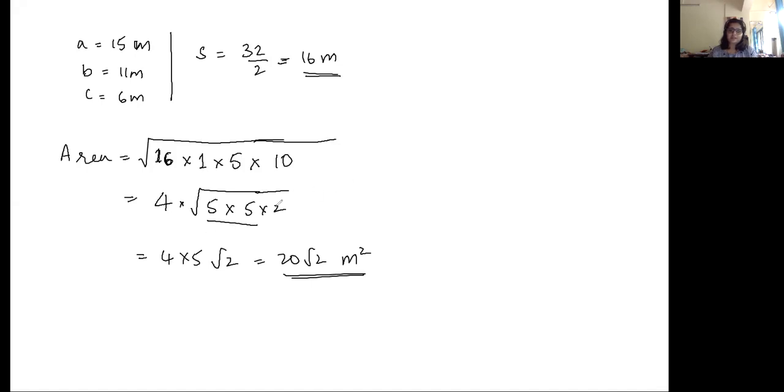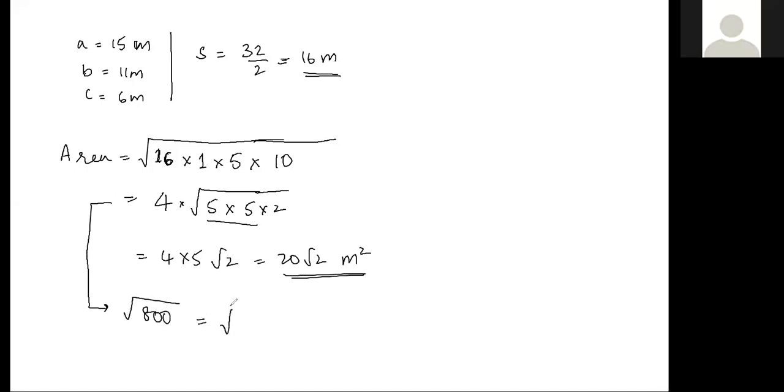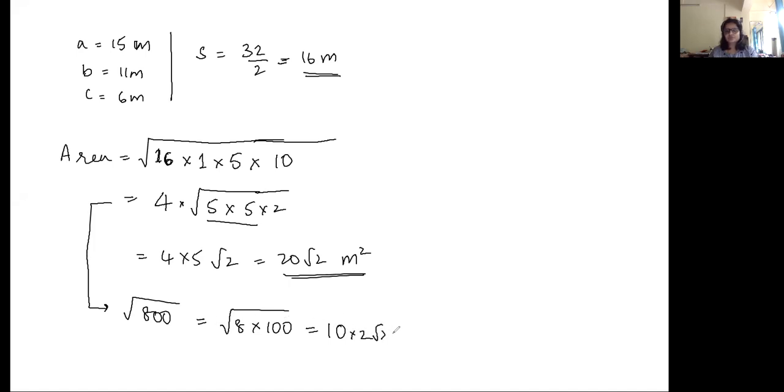Or another way, what people have also done is basically just multiply everything, and you get root of 800. Once you get root 800, you can write this as 8 into 100 for factorization. Root 100 is easy, so you can write this as 10, root 8 is 2 root 2. So that will be equal to 20 root 2.